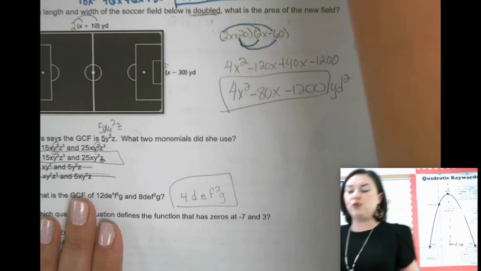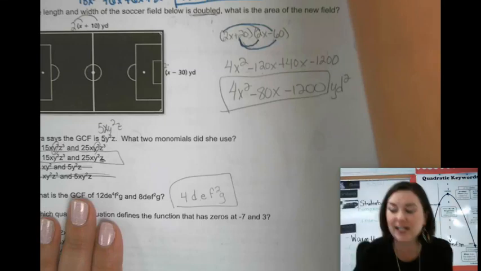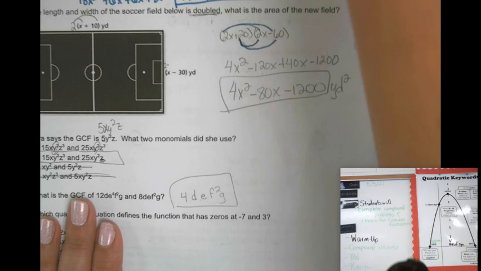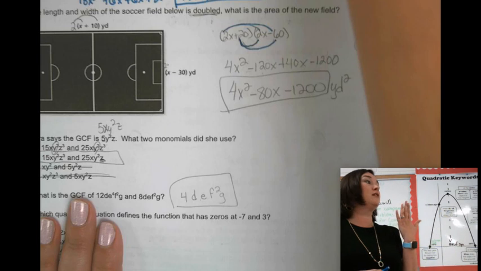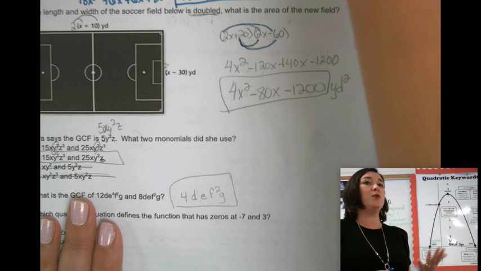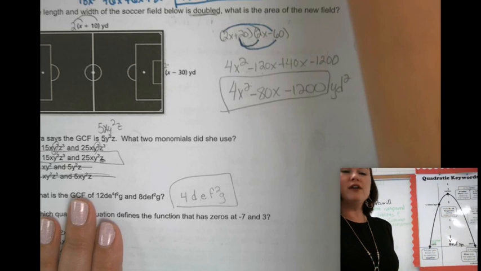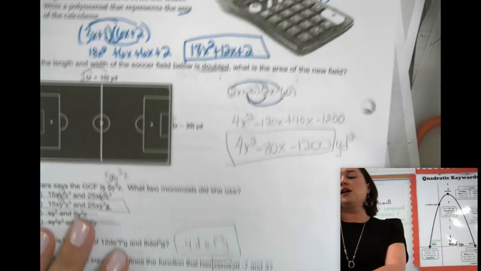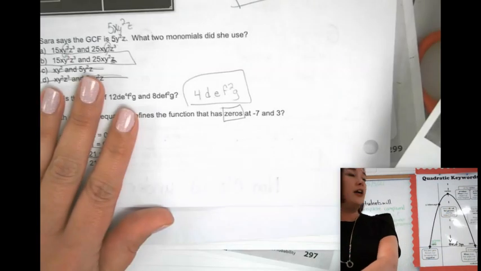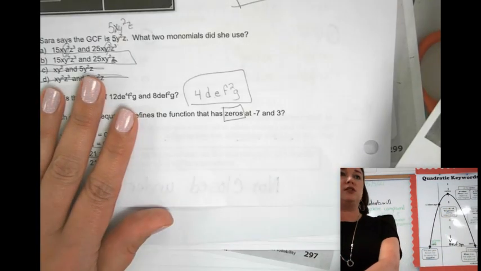Number 17 says, which quadratic equation defines the function that has zeros at -7 and 3? What does zeros mean? Solutions, or where it crosses the x-axis, because that's what solutions are. If that part of the vocabulary was giving you trouble, make sure you realize zeros mean x-intercepts, or where it crosses the x-axis, or solutions.